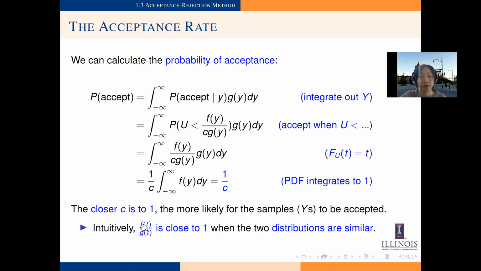Intuitively, the ratio f(t) divided by g(t) would be close to 1 when the two distributions, the original distribution and the proposal distribution, are quite similar. In other words, for every possible t value, f and g are approximately equal.